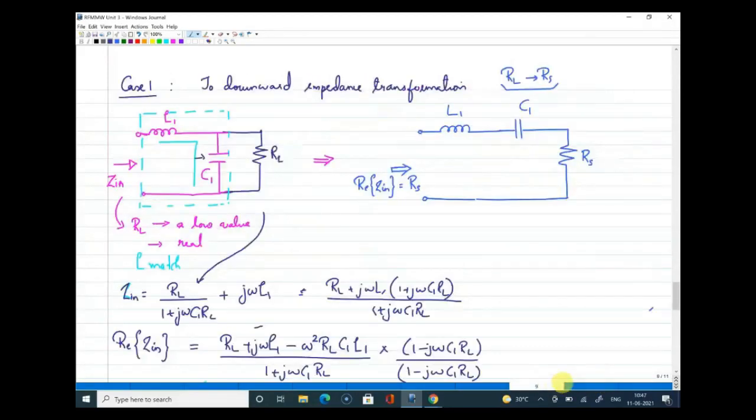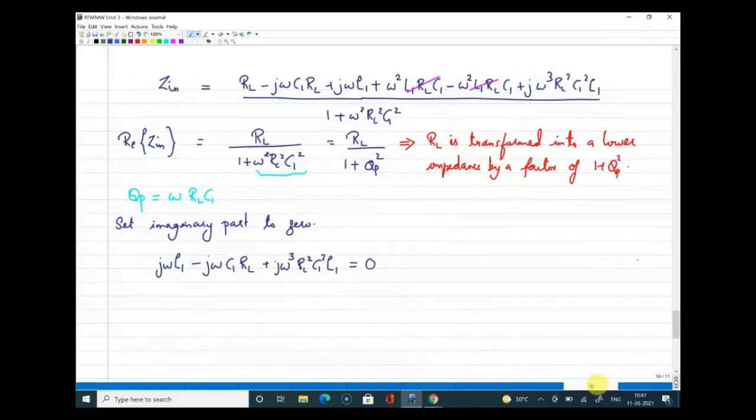So that is RL square, the second term. Oh yeah, minus j omega C1 into RL square, right? Thank you. So if I equate this to 0, I can actually eliminate this j omega term from all these. Then I'll be left with L1 minus C1 RL square plus omega square into RL square C1 square L1 is equal to 0.